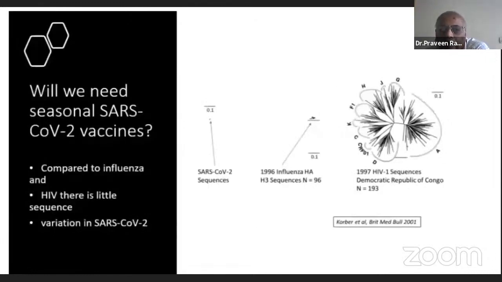Will we need a seasonal SARS-CoV-2 vaccine? Compared to influenza and HIV, there is little sequence variation in SARS-CoV-2. That again depends on the clinical trials and how this virus plays, mutates, etc. So that depends on the medical research that will need to be constantly monitored on the behavior of the virus.